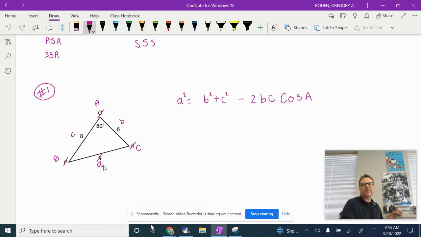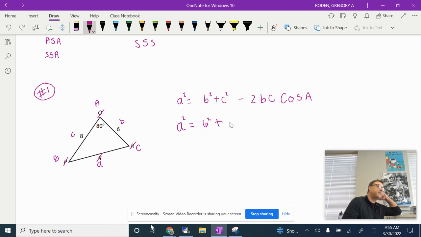You guys with me on that? We're going to figure out side A. Now, how do we do that? Well, to figure out side A, we're going to say A squared equals, because we don't know what it is, so what is B going to be, class? B is 6, so I'll say 6 squared. I'll even write it out so you can see what we're doing here.